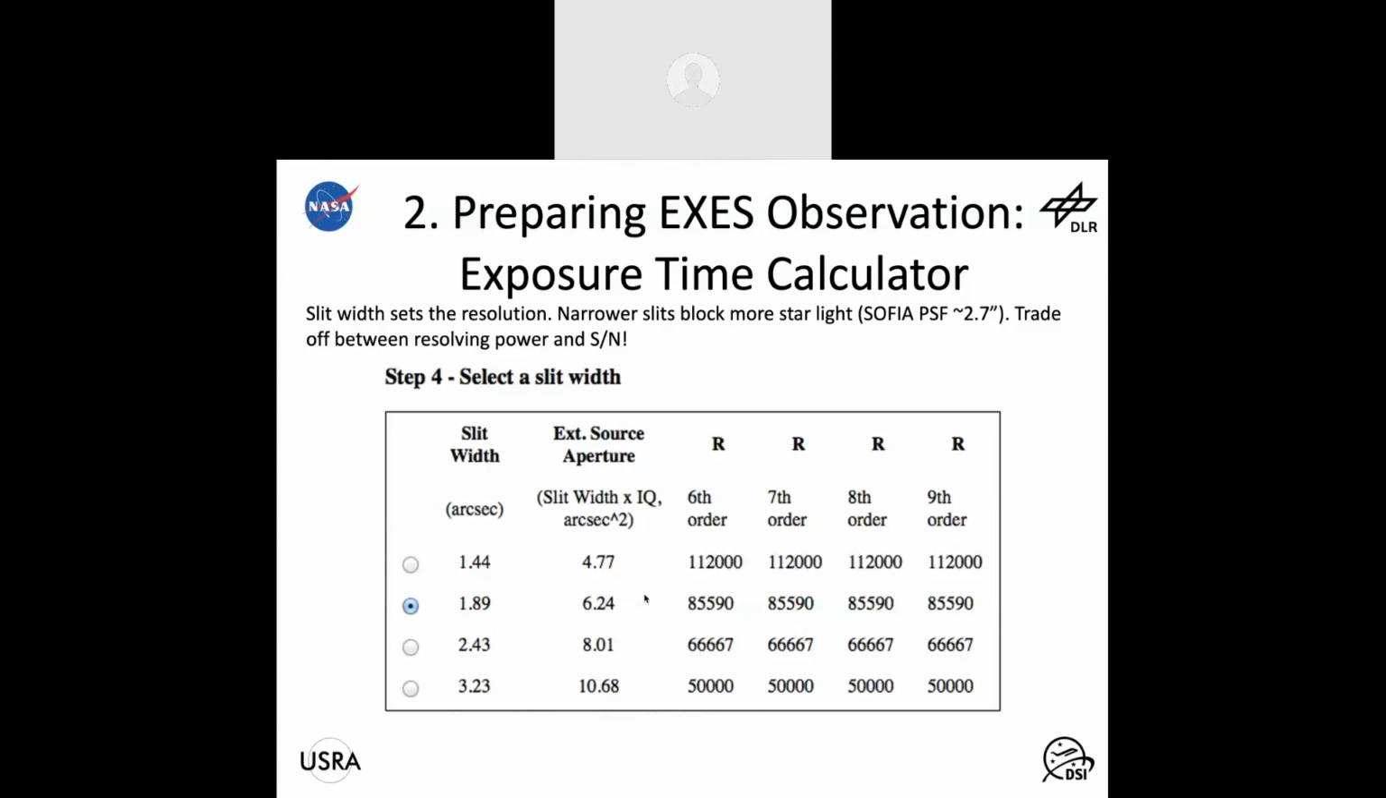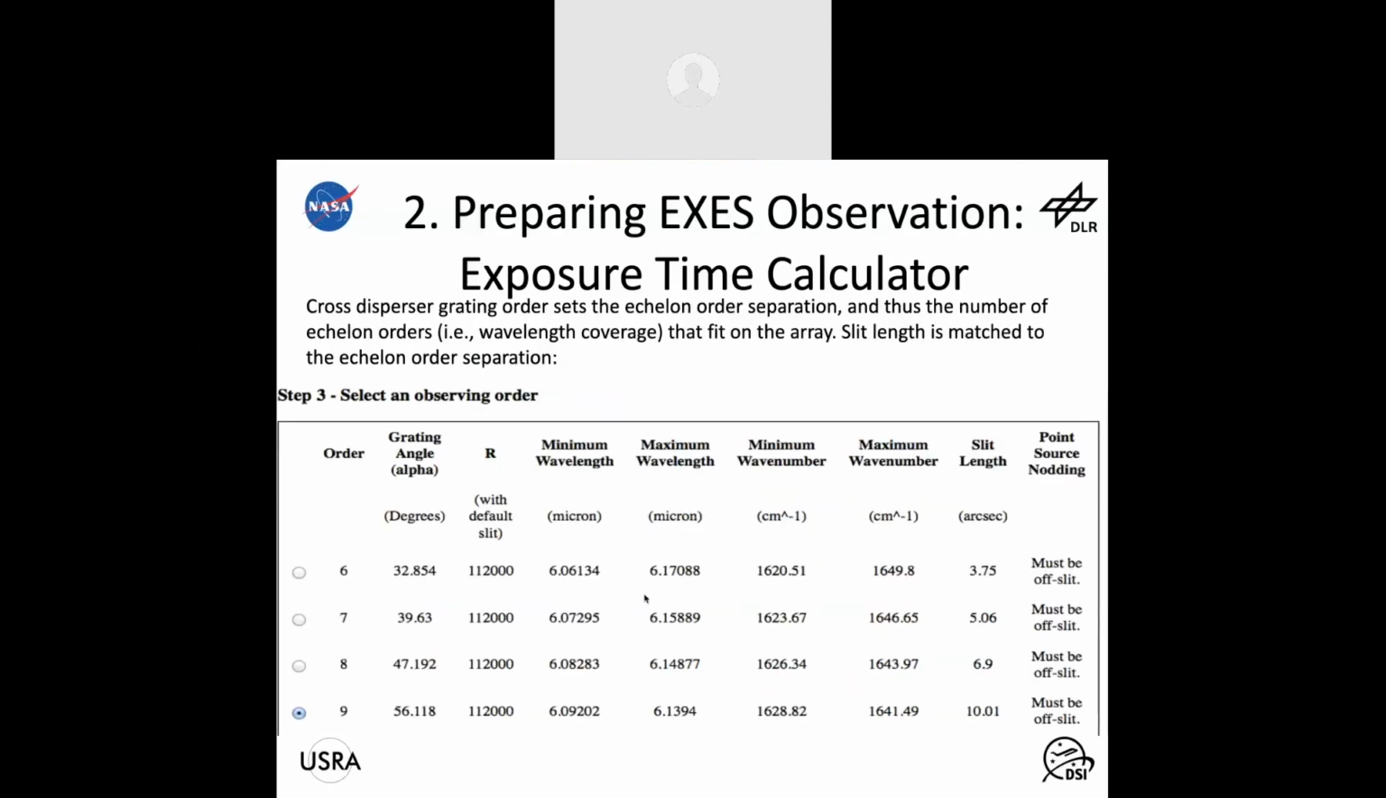For this, I'm deciding to trade off the signal to noise with getting a resolution of 90,000. So I've decided to select the slit width of 1.9 arc seconds. Next, you get to decide which cross dispersion order to observe in.